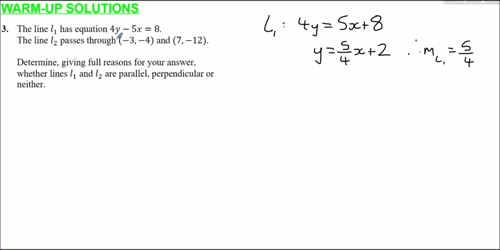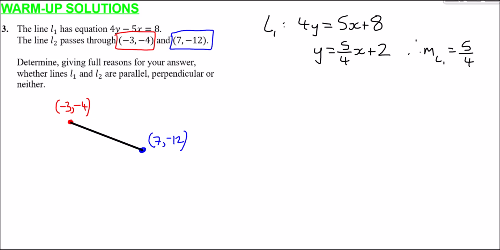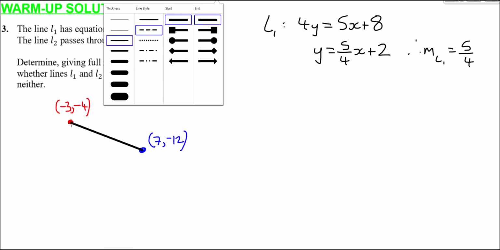So L2, we're told it passes through (minus 3, minus 4) and (7, minus 12). So I'm just going to sketch these points in. So minus 3, minus 4, I'll put this over here. And 7 is to the right, but I've gone down, because minus 12 is a smaller value than minus 4. So if I call that 7 and minus 12. So to work out the gradient, we need to remember it's the change in y divided by the change in x.